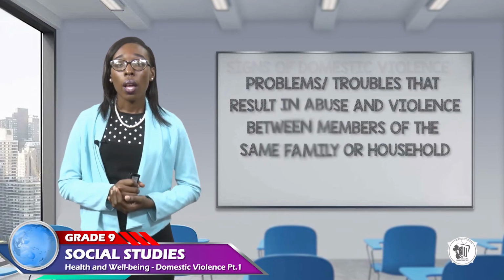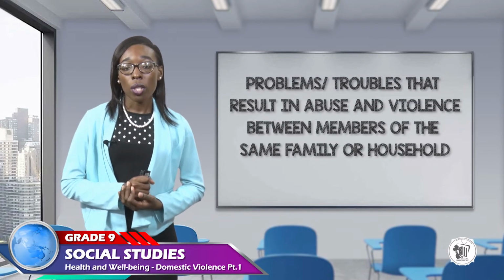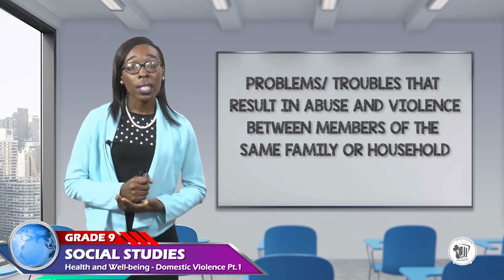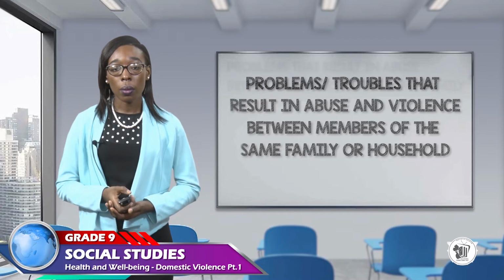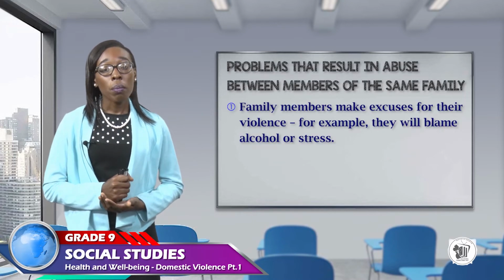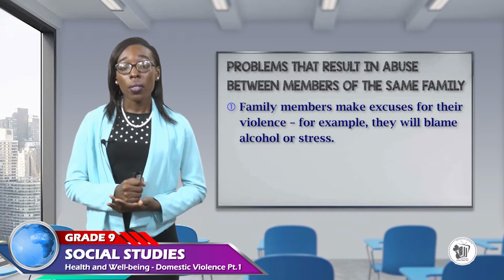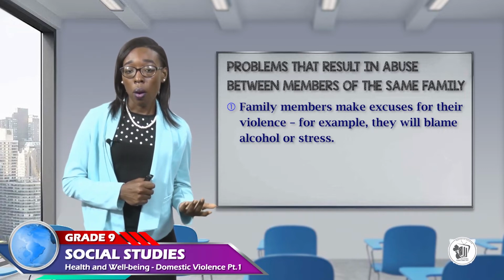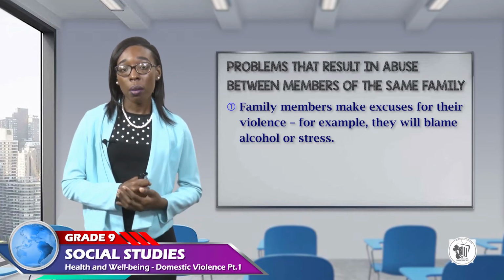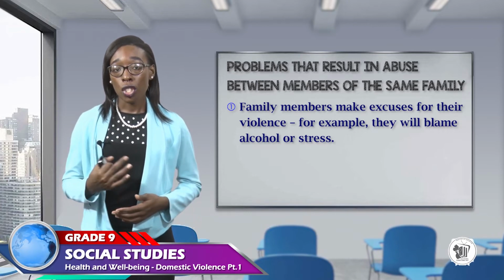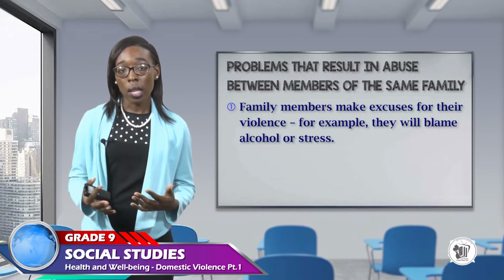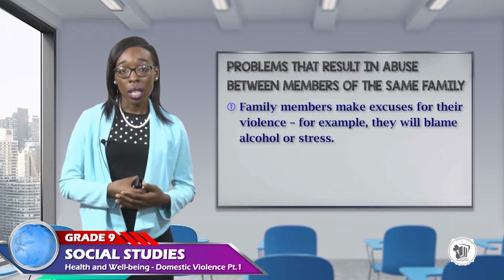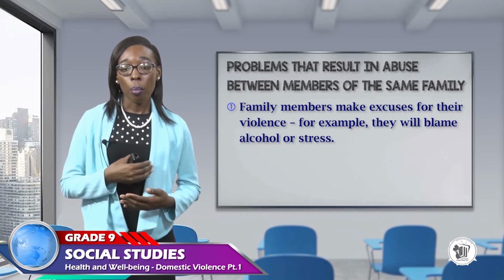Let's move on to looking at problems or troubles that result in abuse and violence between members of the same family or household. 1. Family members make excuses for their violence. For example, they will blame alcohol or some other type of drug that they may be consuming, or stress, or something else. But the essential point is that they never recognize themselves as the true source of the problem.